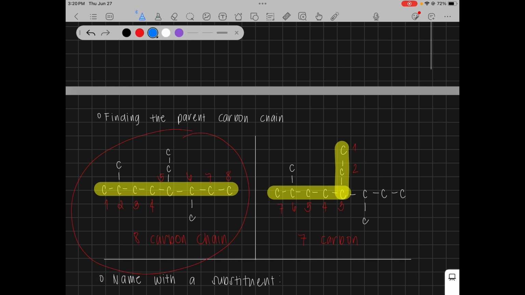That's it. Then, after you're done finding the parent chain, you will locate the substituents. So what do we mean by substituents? It is the one that is attached to the parent chain. So this is what you call a substituent, and this is a substituent.